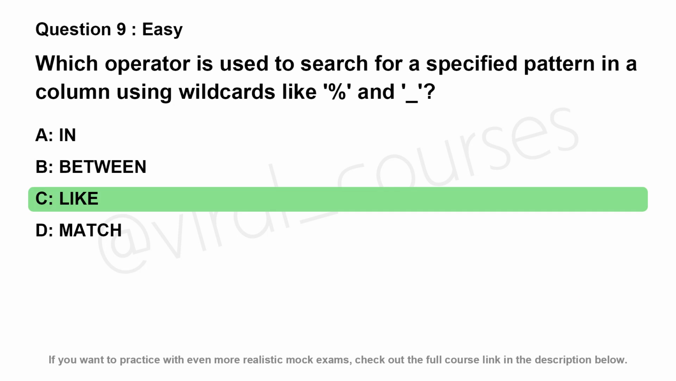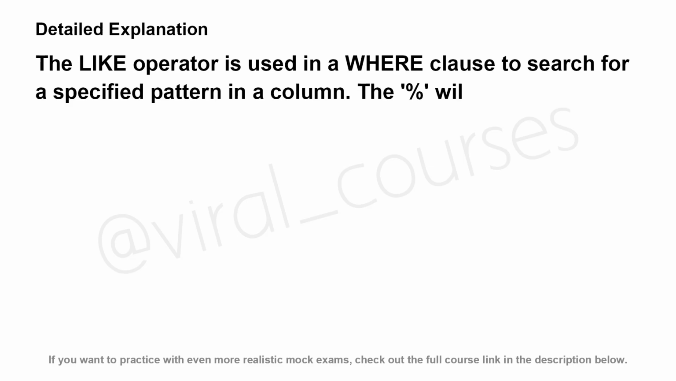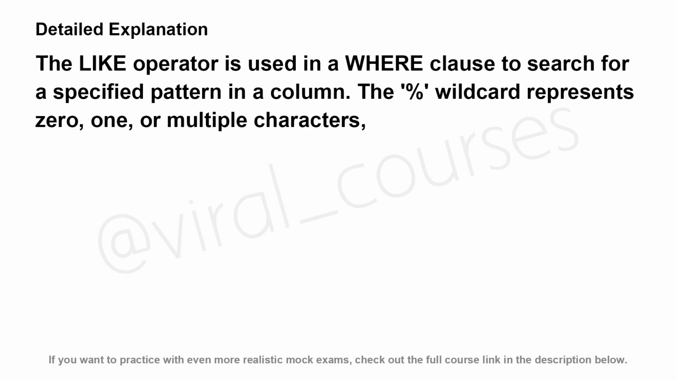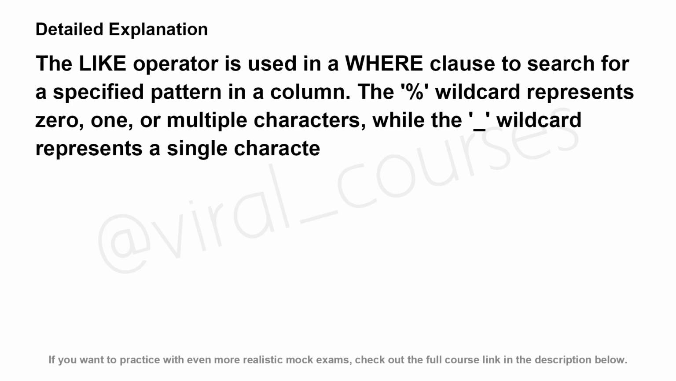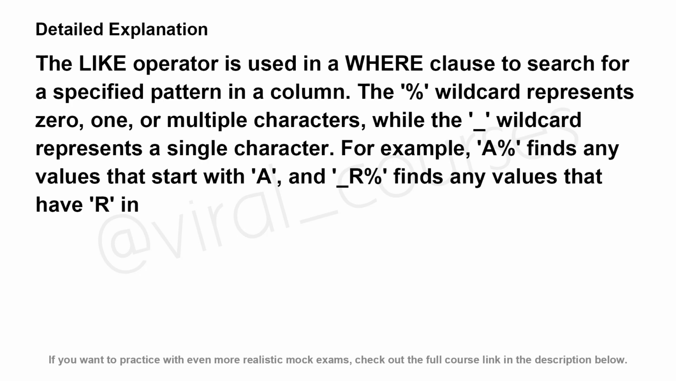The correct answer is C. The LIKE operator is used in a WHERE clause to search for a specified pattern in a column. The % wildcard represents 0, 1, or multiple characters, while the _ wildcard represents a single character. For example, A% finds any values that start with A, and _r% finds any values that have r in the second position.